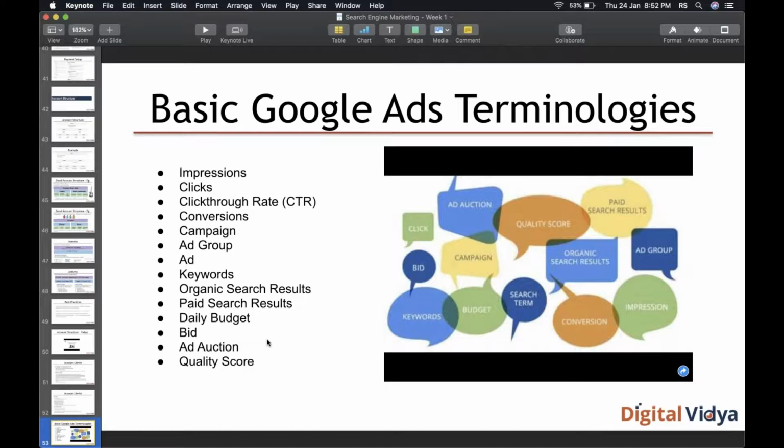So essentially, conversion means whatever that action is. You want people to come in and download something, they download. You want people to subscribe to something, they subscribe. Whatever that desired action is, if it is completed, then it is known as one conversion. So it does not have to be a sale only, whatever that action is after the click to the website, right?